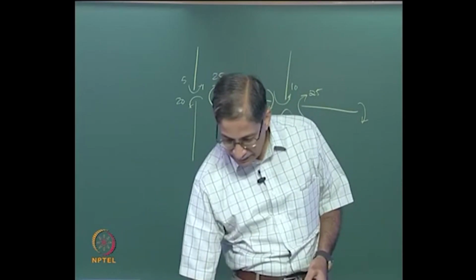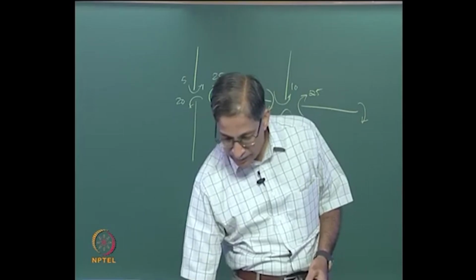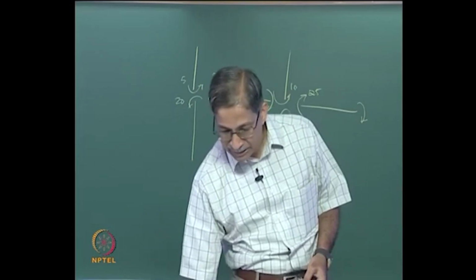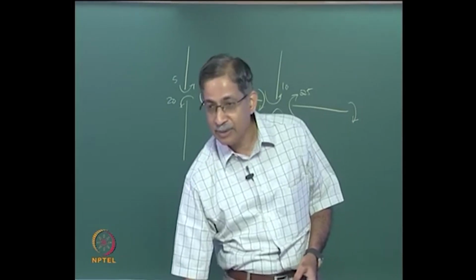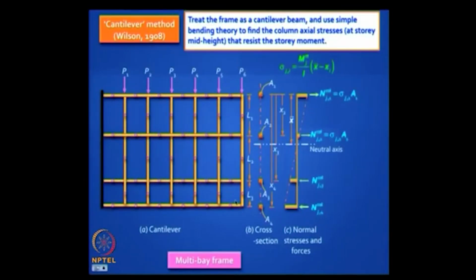If I cut a section here, the moment I need to worry about in the beam, the bending moment of the beam, is P6 into half this distance. Do you agree? So that is my story moment here. Like we had story shear, we can talk of story moment. If I am cutting the section here, the axial force here, then I have to multiply P6 into this distance plus P5 into that distance.